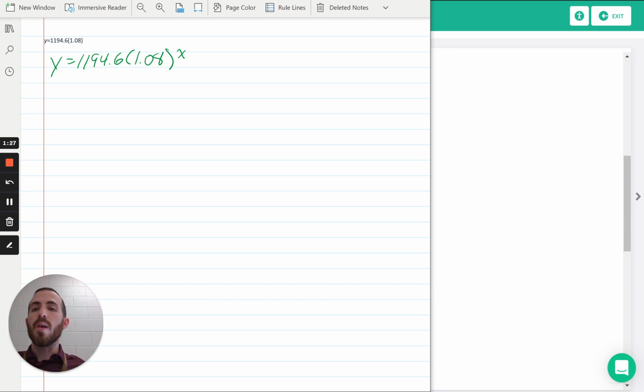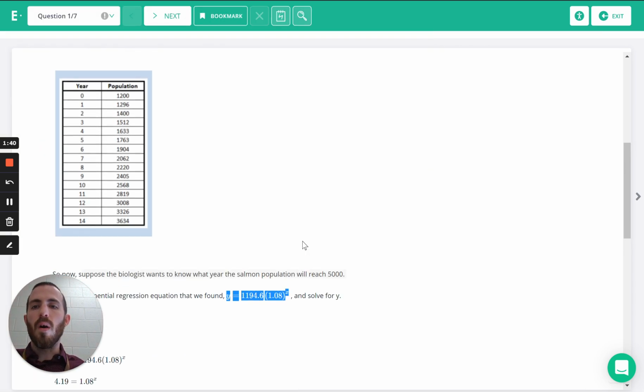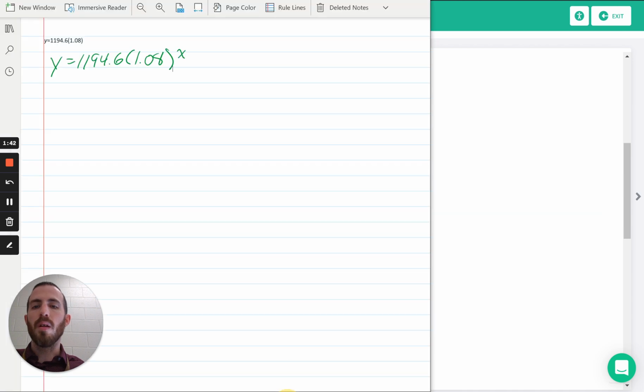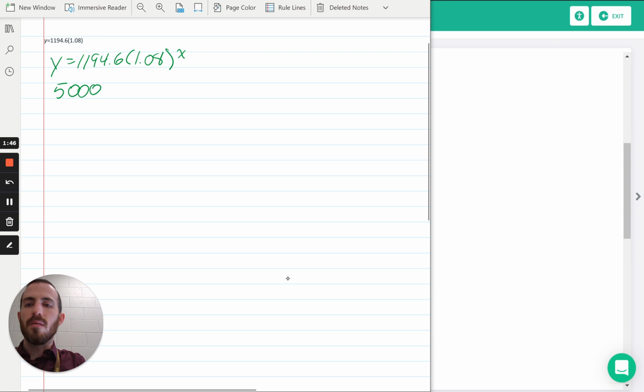Now with this equation, we have to do what we did last time, which is solve for x. But to do that, we want to know when the population will reach 5,000. So in this case, in our chart, the y was the population. So we're going to plug in the 5,000 for the y. So it's going to be 5,000 equals 1194.6.